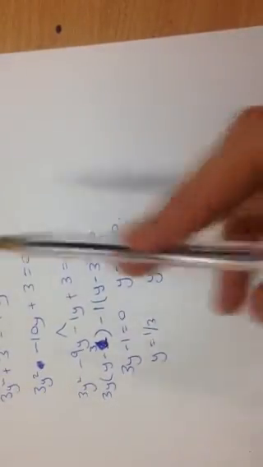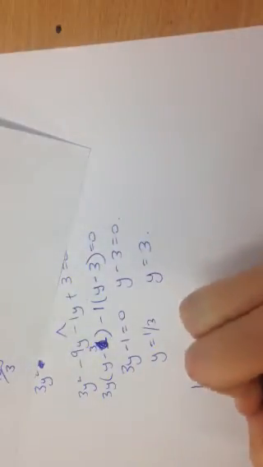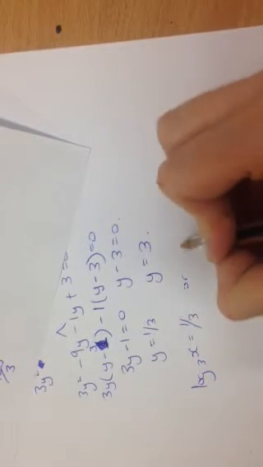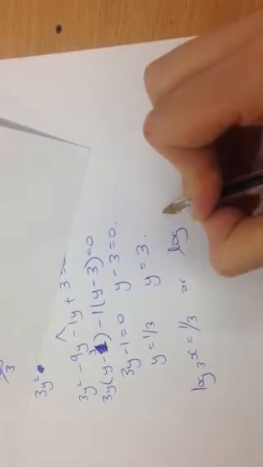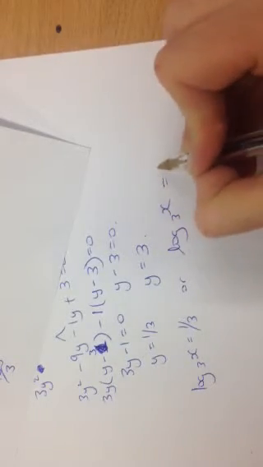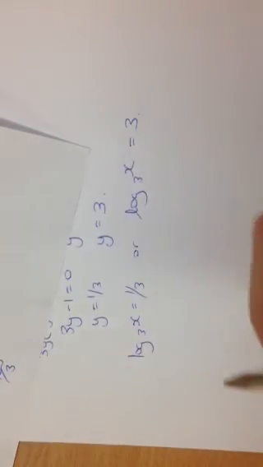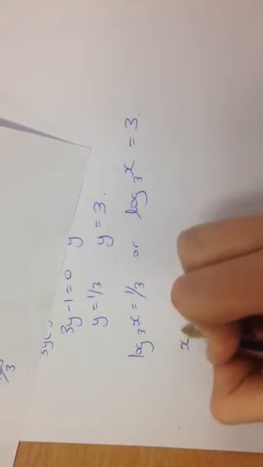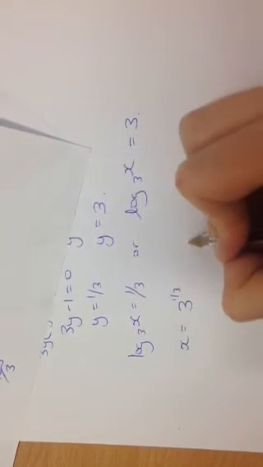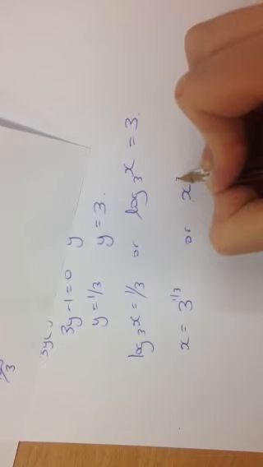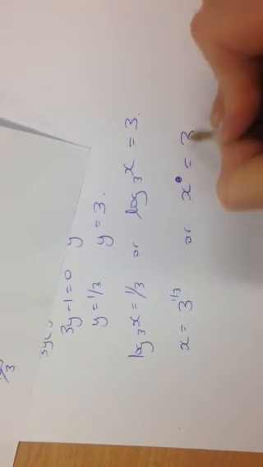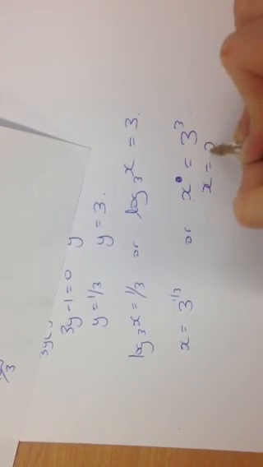From here, I have to remember that I introduced y, so I better go back and say that log of x in the base 3 is equal to a third, or log of x in the base 3 is equal to 3, and then taking it out of log format, again x is equal to 3 to the power of a third, or x is equal to 3 to the power of 3, which is 27.